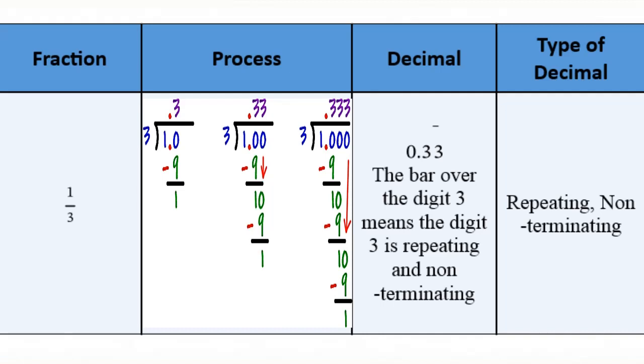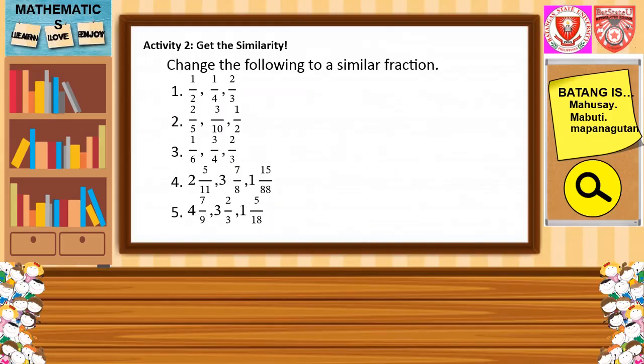So our decimal is 0.3 repeating. The bar over the digit 3 means the digit 3 is repeating and non-terminating. That means our type of decimal is repeating, non-terminating. Activity 2: Get the similarity.